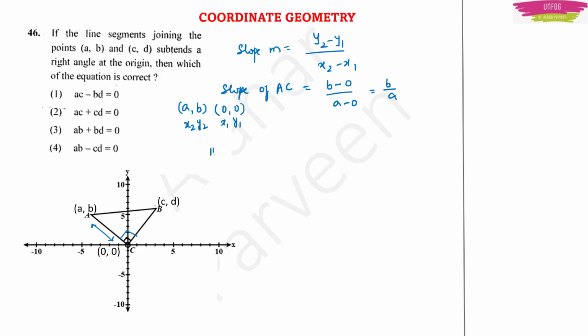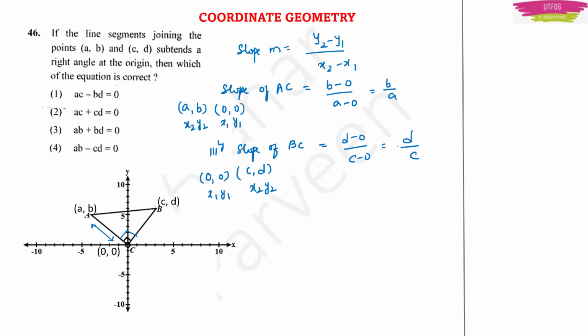Similarly, you can take the slope of BC also. So here 0, 0 and for B it is c, d, right? So it will be x1, y1, x2, y2. So this will be equal to d minus 0 by c minus 0. So it will become d by c. Now they have told that AC is perpendicular to BC, right?